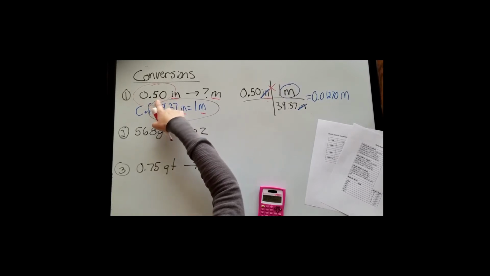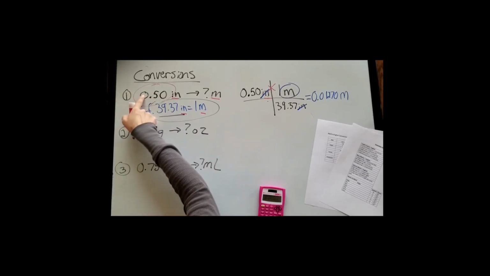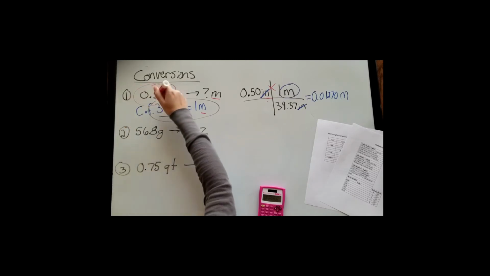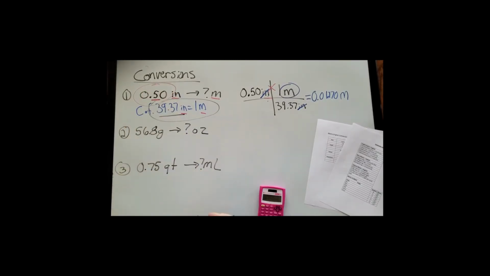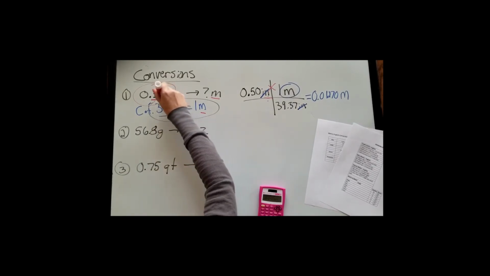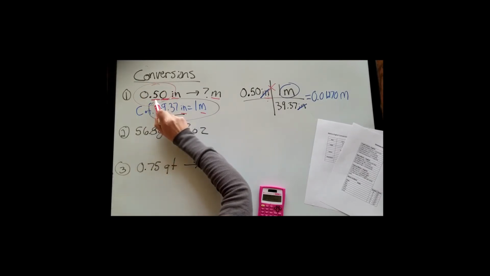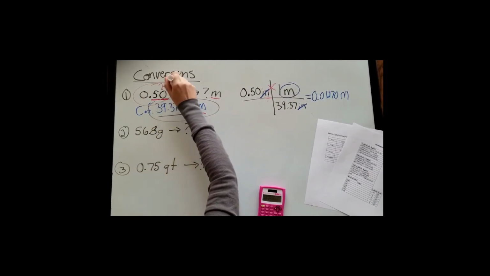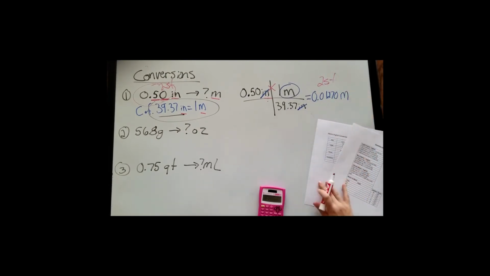So looking at this original number, this first 0 does not count because I can't start counting till I get to my first non-zero number. So I'm going to start counting at the 5 because that's my first non-zero. The 0 that comes after the 5, yes, it does count because there's a decimal and I already started counting. So that's going to give me 2 total significant figures, which means I'm going to want 2 total significant figures in my answer.